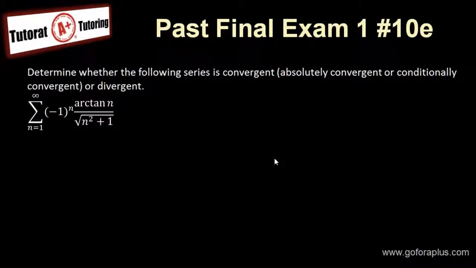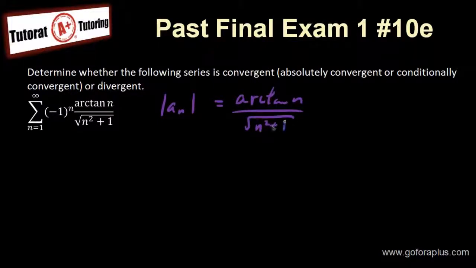In this session, I'm going to show you how to solve question 10E in this past final exam number 1. Again, this series is basically an alternating series. I want to test the absolute value first because I know if this is converging, then that means it's absolutely convergent. Now, if I do that, I will ignore the (-1)^n. So this is basically arctangent of n over square root of n squared plus 1.